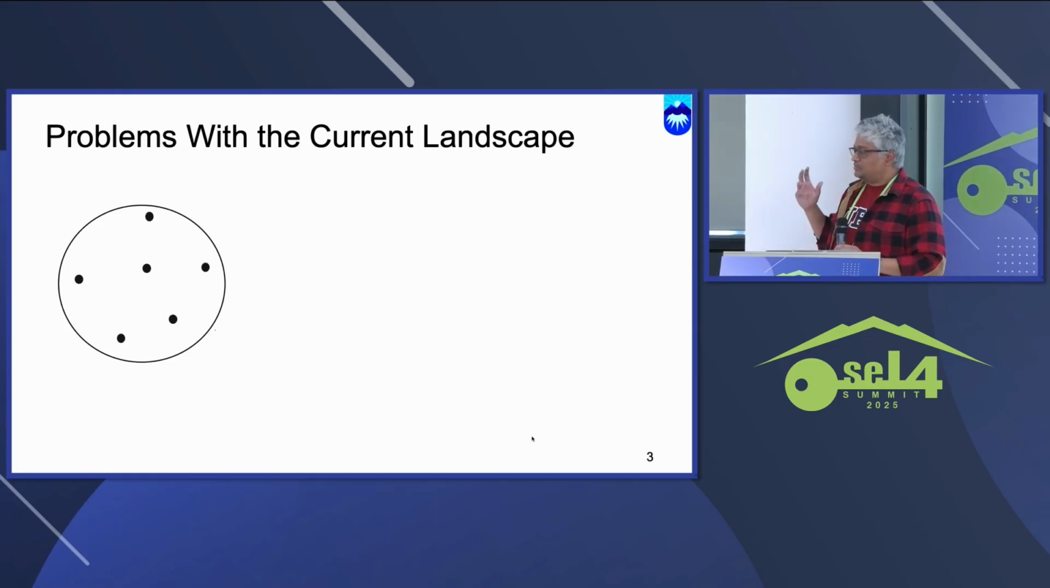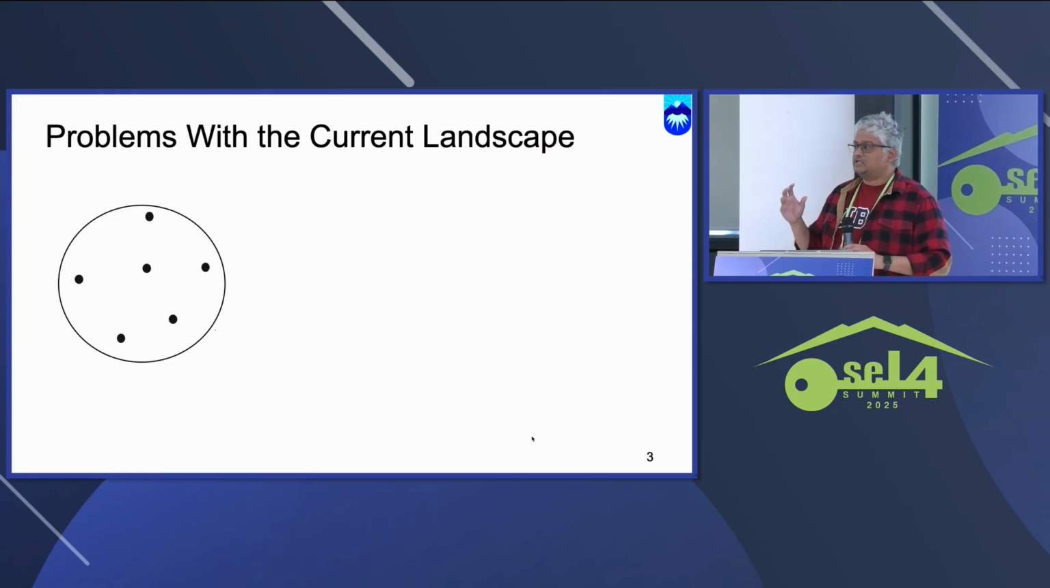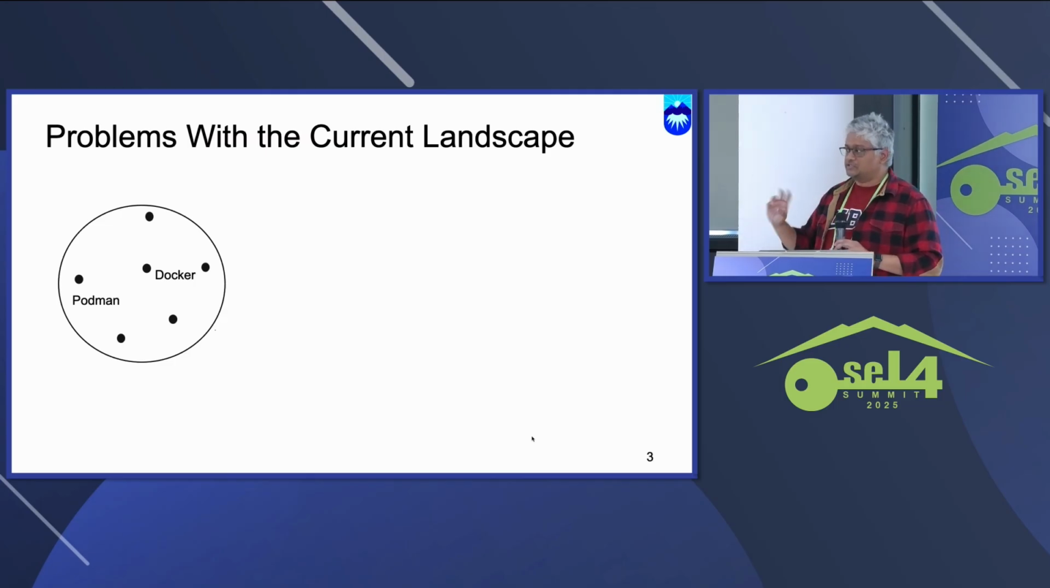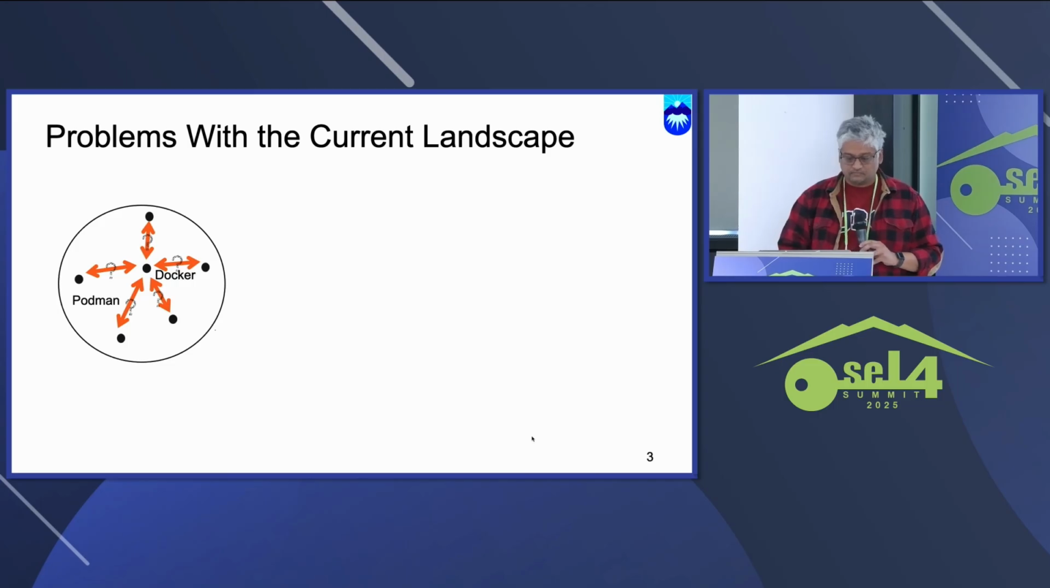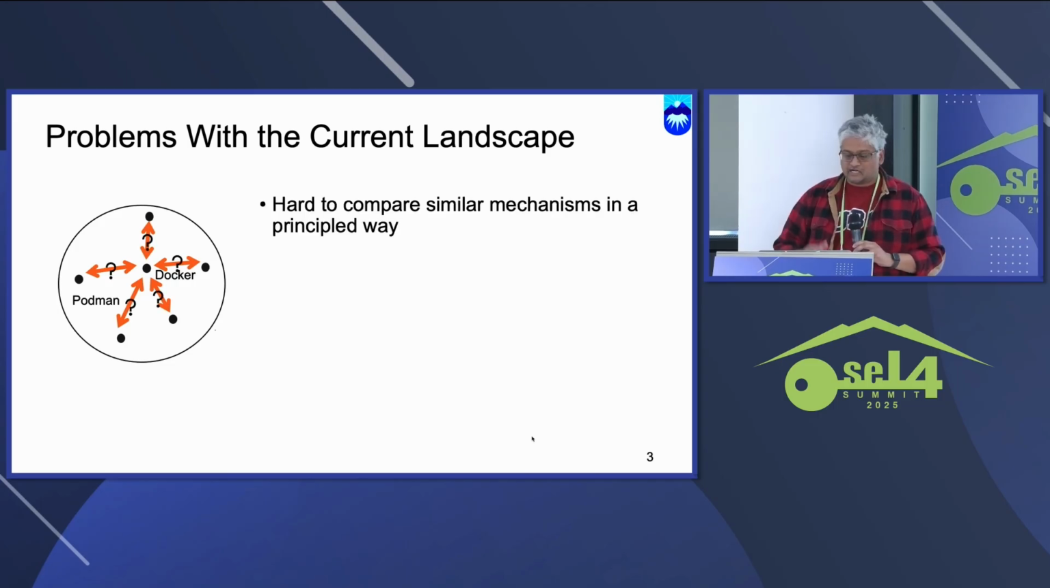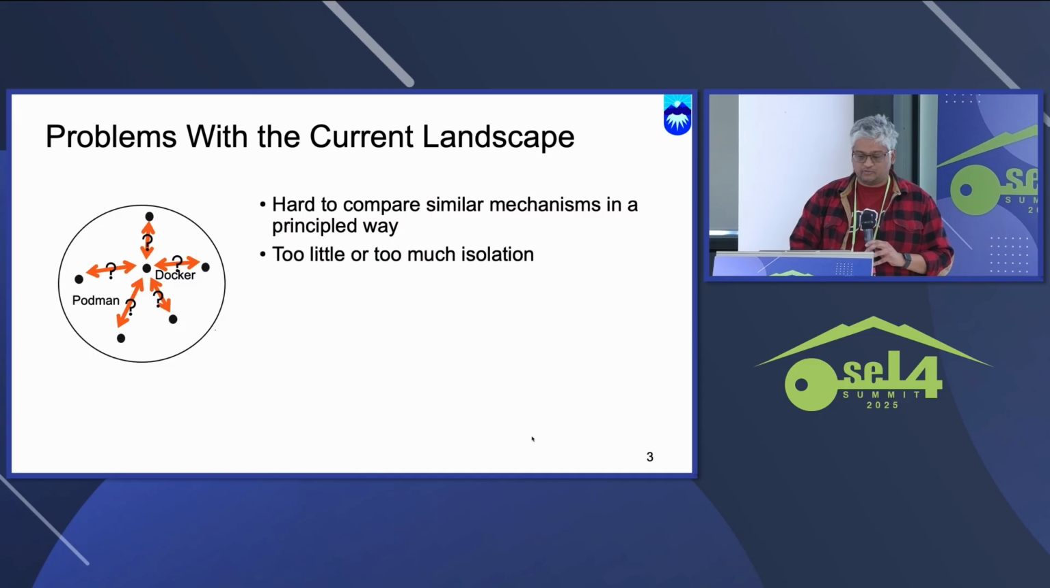What is the problem with this landscape? I tend to think of all of these as different design points in a big design space. And there is no way to compare them. If you think of Podman and Docker as two container frameworks, there is no precise way to say what isolation I'm getting or not getting if I deploy my application in these two. It's hard to compare them in any kind of principled way.